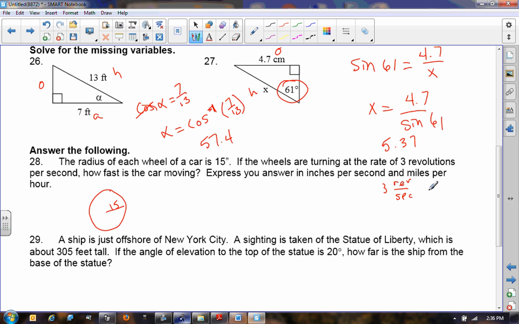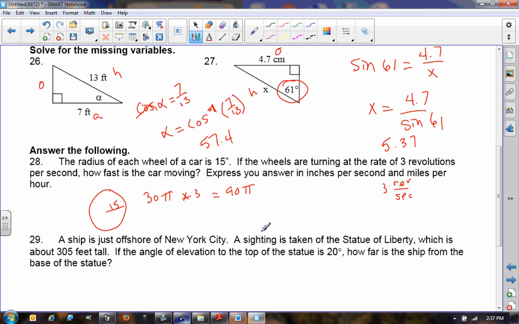Okay, so inches per second first. So we're going 3 revolutions per second. So let's figure out how much a revolution is. So the circumference here, 2 pi r. So it's 30 pi is 1 revolution. It's going 3 revolutions per second, so you have to multiply this by 3 every second. So that's going to be 90 pi is the total distance that it's doing in revolutions per second. So in 3 seconds it's doing that many, that's how far it's going.